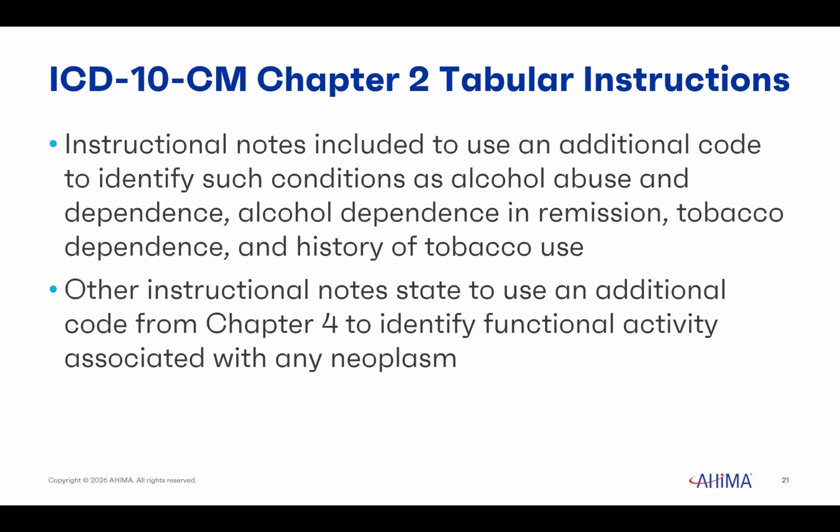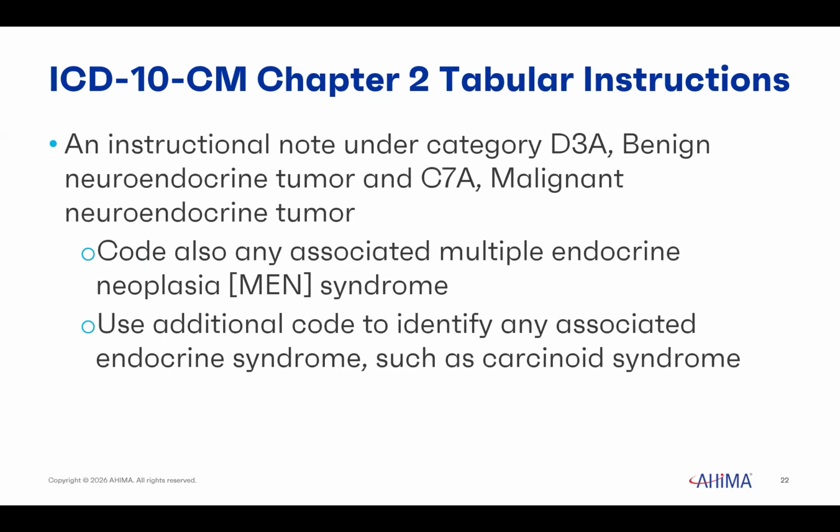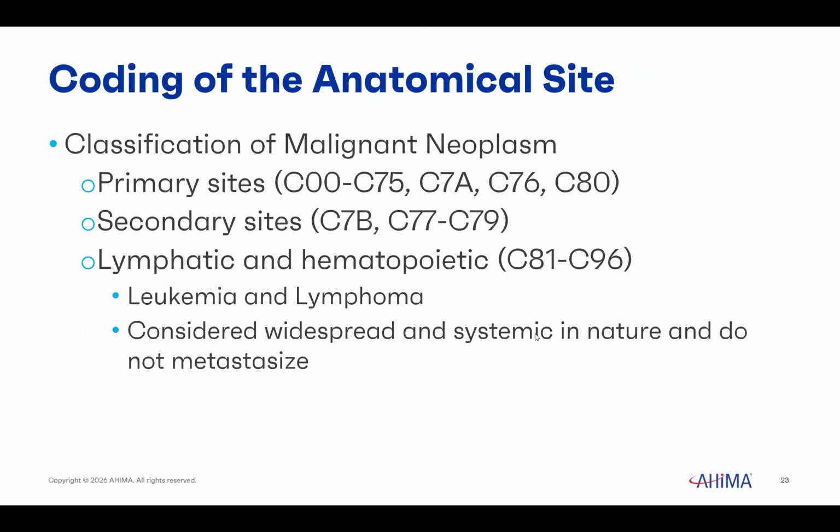Other notes will direct you to use additional codes from Chapter 4 to identify any functional activity associated with any neoplasm. You can see a note under category D3A, benign neuroendocrine tumor, and C7A, malignant neuroendocrine tumor. And it tells you to code any associated multiple endocrine neoplasia, the MEN syndrome. And you use additional codes to identify any associated endocrine syndromes, such as carcinoid syndrome.